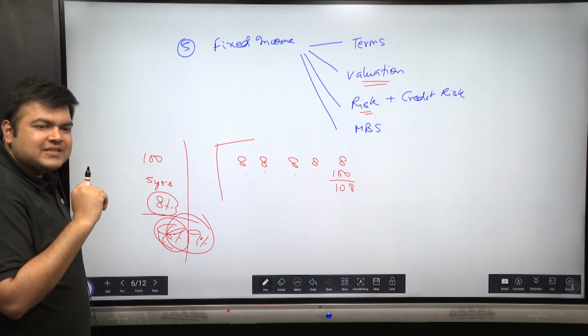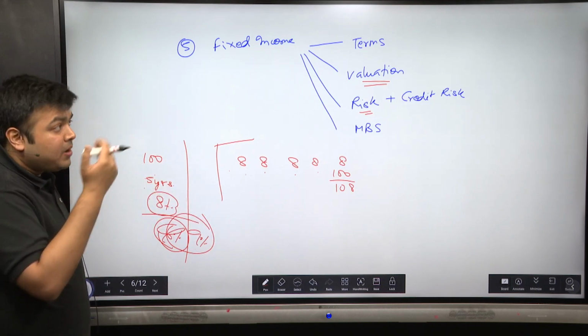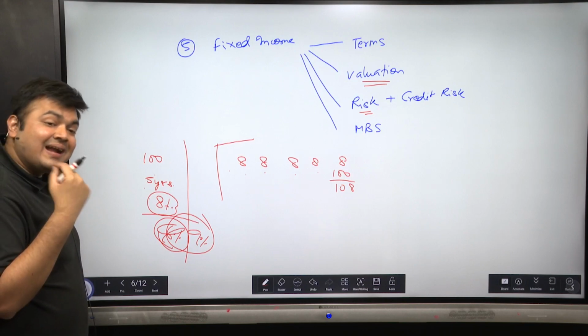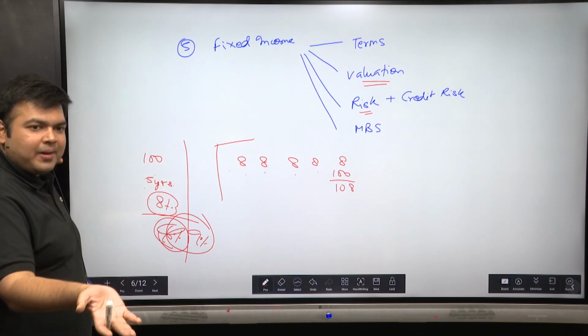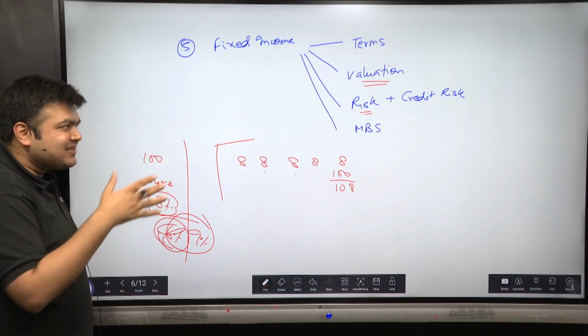With the government, I'm not scared because they can print the money and give you back. But with the companies, I'm going to have a challenge. That is credit risk. Whether Malia will be able to repay the loan or not, right? So that is credit risk.